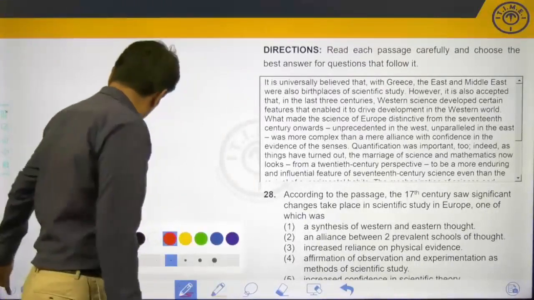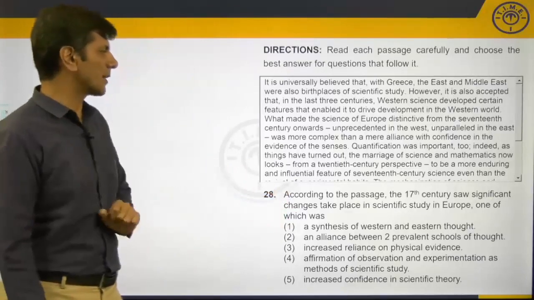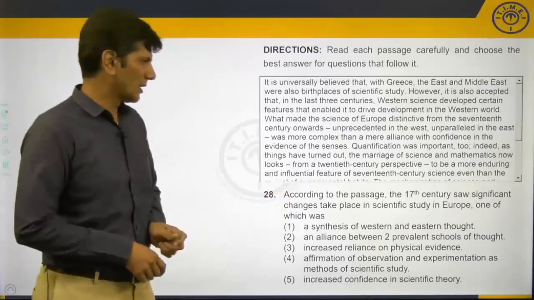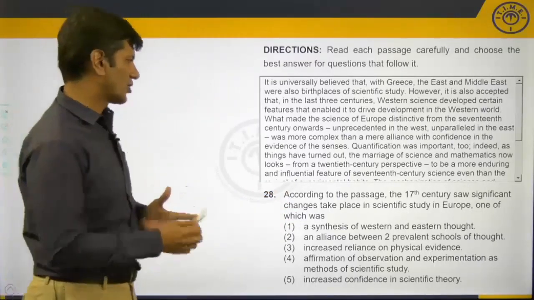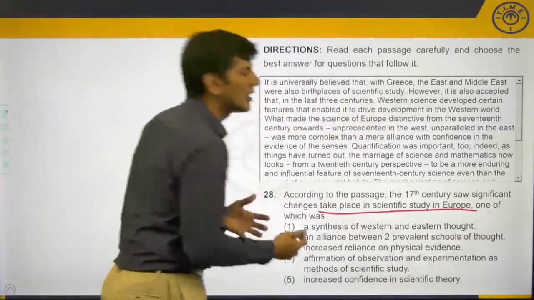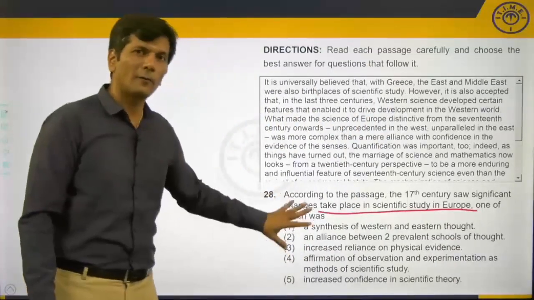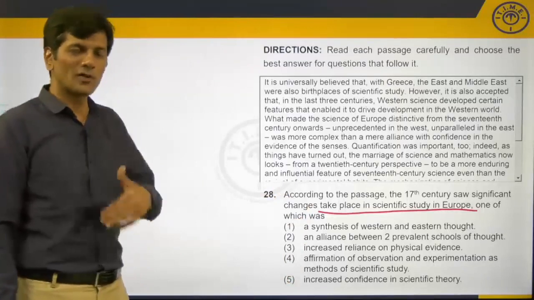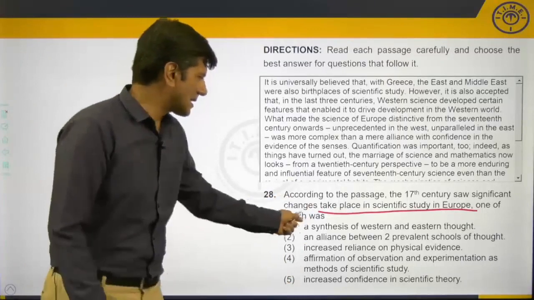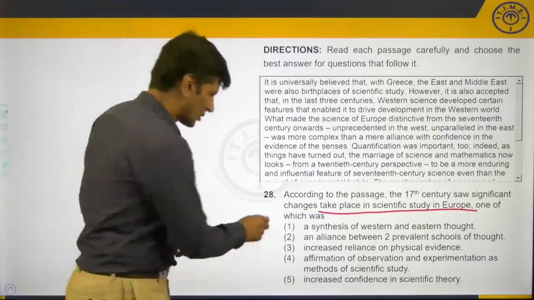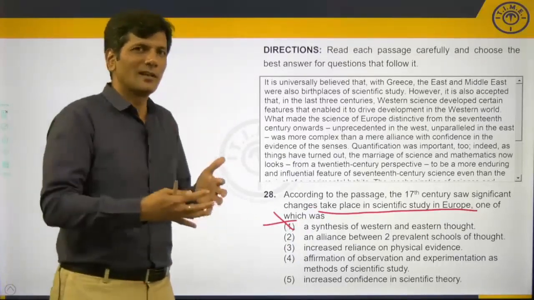Twenty-eighth question. According to the passage, the 17th century saw significant changes take place in scientific study in Europe. One of which was what? So what was one of the key changes that took place in scientific study in Europe? Let's take a look at the choices. Observe that you now have 5 different answer options for this question, not just 4, unlike what we've discussed thus far. First one, a synthesis of Western and Eastern thought would be a distortion of the given context, because the context very clearly says give some credit to the West, and this is exactly what they did.